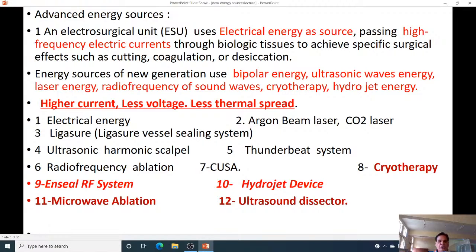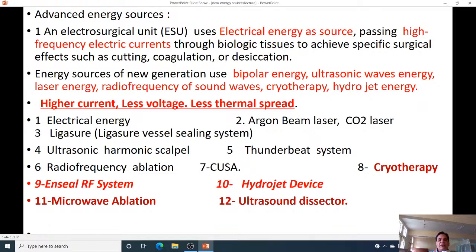And that has led to what is called the ESU. ESU is called Bovie's machine. This ESU mainly uses electrical energy as the source, and this source is passed in the form of a high frequency electric current through biological tissues, giving cutting, coagulation and desiccation, that means total absorption. But beyond the electrical source alone, new generation sources primarily use compressed bipolar energy, ultrasonic wave energy, laser energy, radio frequency, cryosurgery and hydrojet energy surgery.